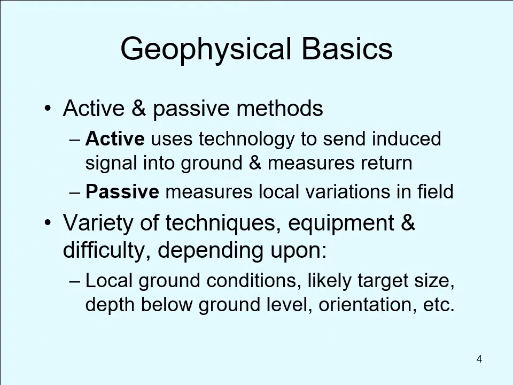Okay, so some geophysical basics then. You can have either active methods, which use some sort of technology to pulse out some sort of signal into the ground and the surrounding area and measure the response. Or there'll be some passive methods. Passive methods measure local variations dominantly in the magnetic and gravity fields. Gravity is rarely used in forensics, but magnetics will be.